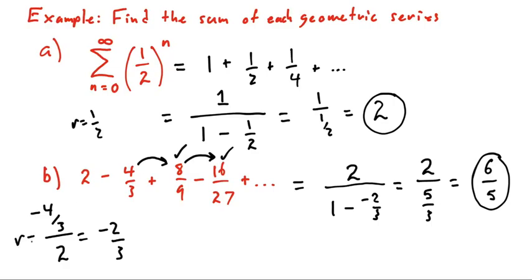Notice, for each of these examples, the common ratio has an absolute value of less than 1. In order to apply our formula, this constant ratio has to have an absolute value less than 1. If the absolute value is greater than or equal to 1, the geometric series would diverge.